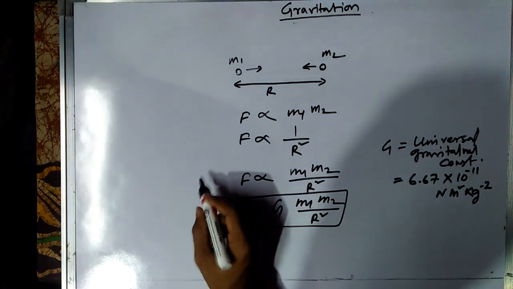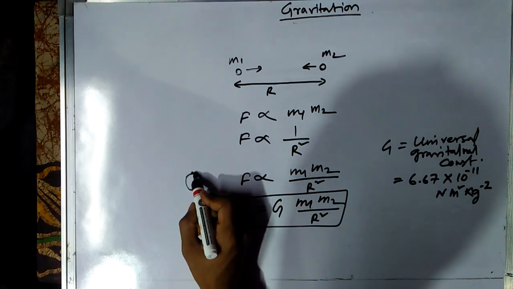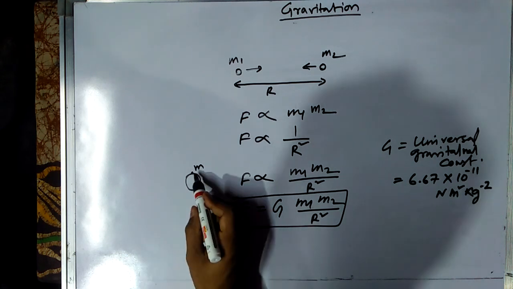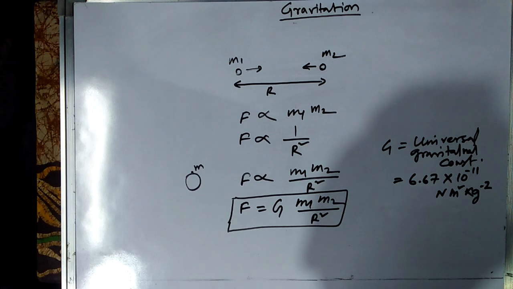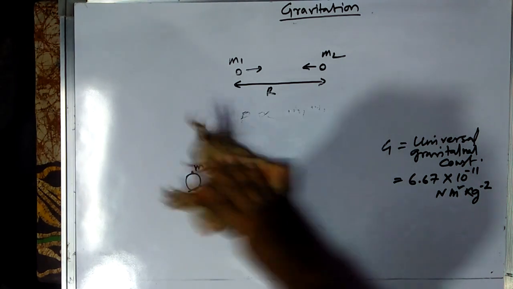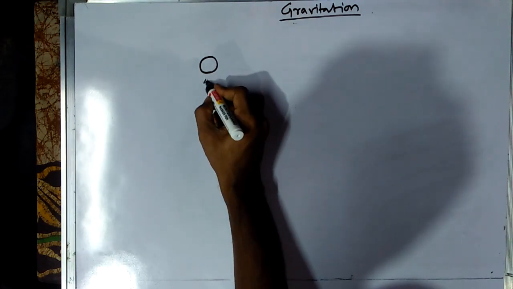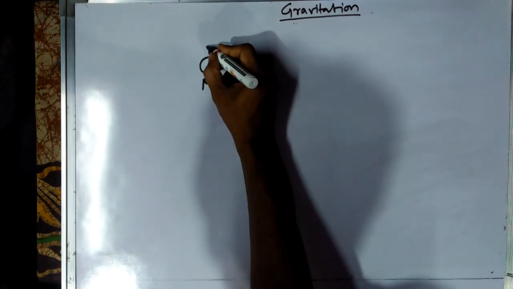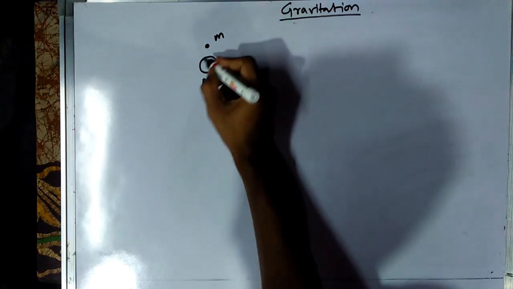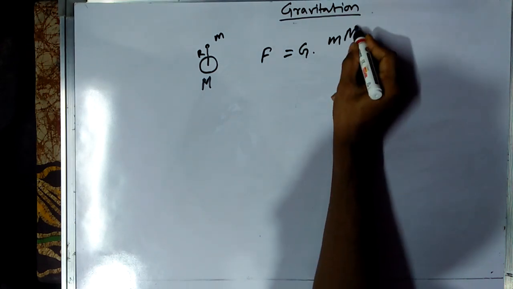Now, if this is Earth and there is an object on Earth, suppose it has mass m, then it will feel the force of attraction due to the mass of Earth, right? And that is what we call the weight of the body. So let's see this now. If there is an Earth or a planet, suppose it has mass big M, and there is an object, it has mass m, and the distance between them is r. So you can write F equals G into m big M by r square.